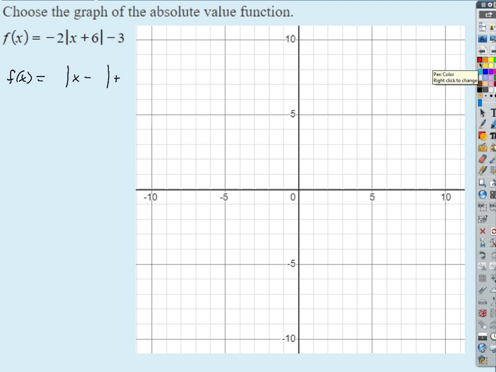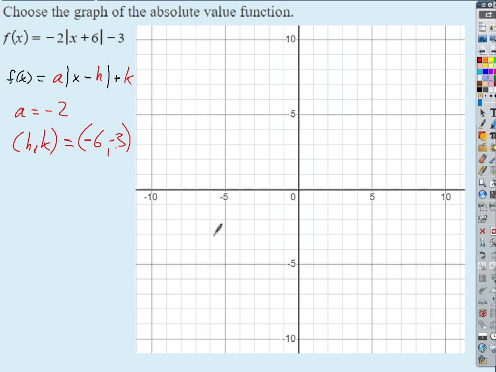Okay, so real quick, what's vertex form for an absolute value function? It would be a times the absolute value of x minus h, plus k. Good, so there's vertex form. So what are the values of the parameters? What's a? Negative 2. Negative 6. And then the vertex is at (h, k), right? So what are the coordinates of (h, k)? Negative 6, negative 3. Okay, so let's try this one then. Where's the vertex located?